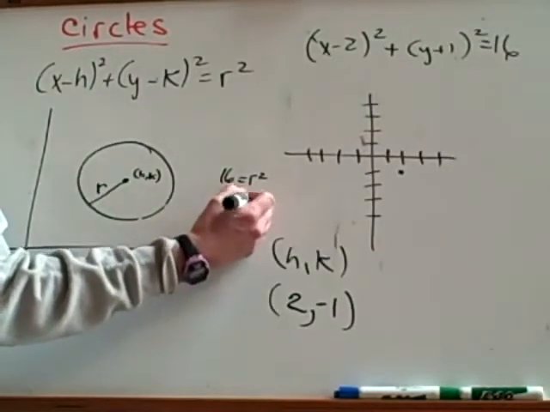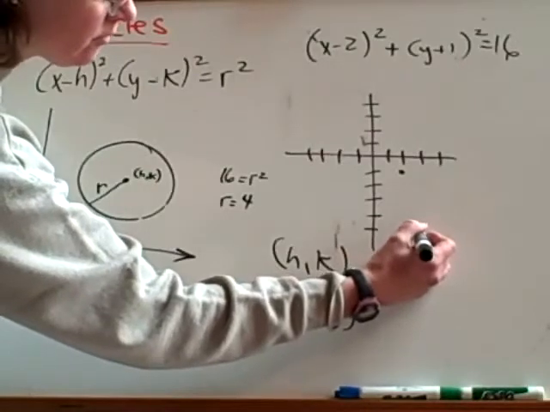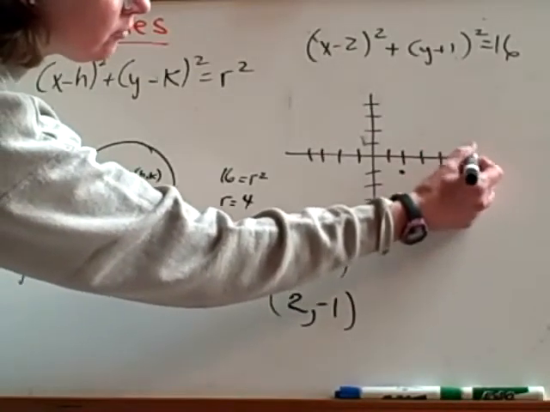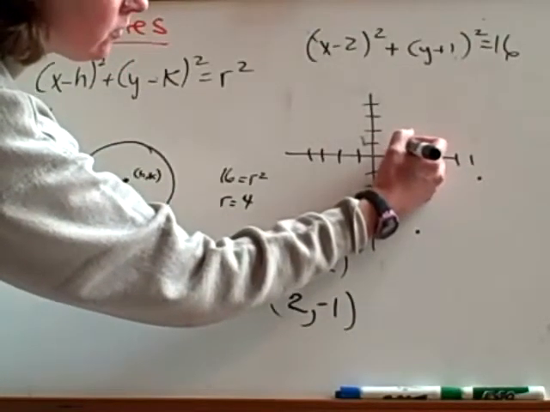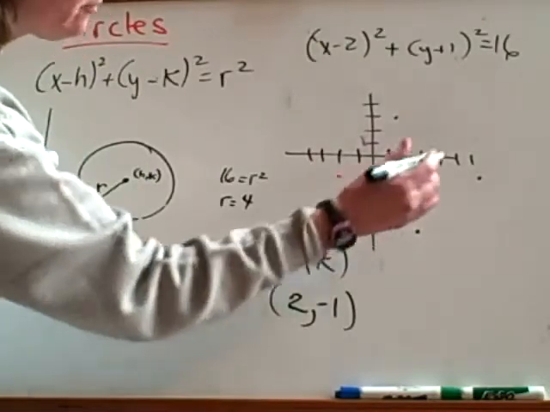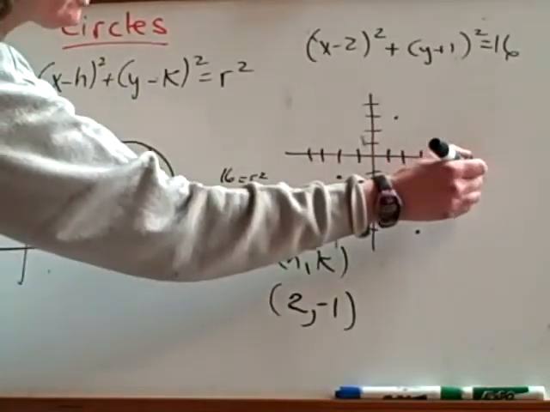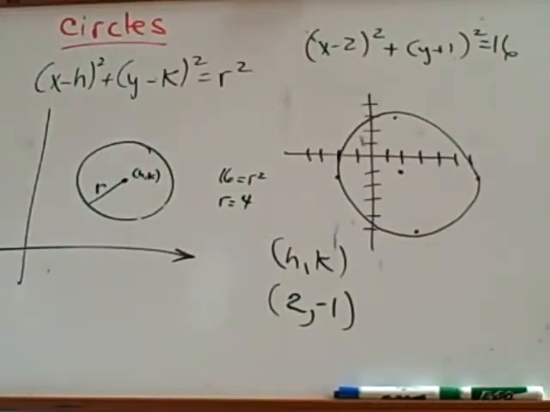4. So in order to do this, I would go 1, 2, 3, 4 down, 1, 2, 3, 4 over, 1, 2, 3, 4 up, and 1, 2, 3, 4 back. Now, I realize it looks more like a square, but it can kind of give you an idea of what your circle's going to look like. I know that's not perfect. If I had a compass, I could make it look really good. But whenever I'm drawing circles, that's kind of how I do it. Okay? All right.